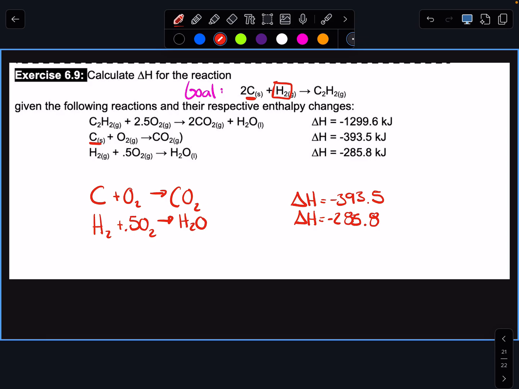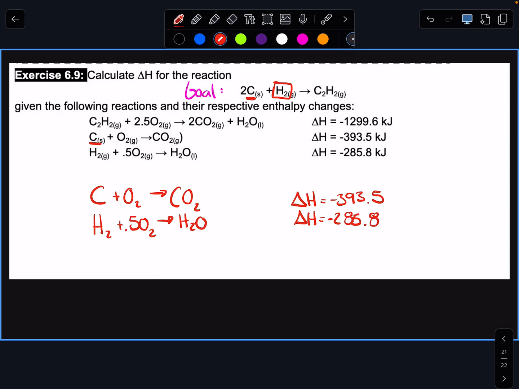Should we not write the subscripts if it's a gas or liquid? Right now I'm skipping that portion because I recognize there's no difference. There's not one gaseous water and one liquid water. But if you did notice that, then you would want to write it because they wouldn't cancel with each other. So, good observation.